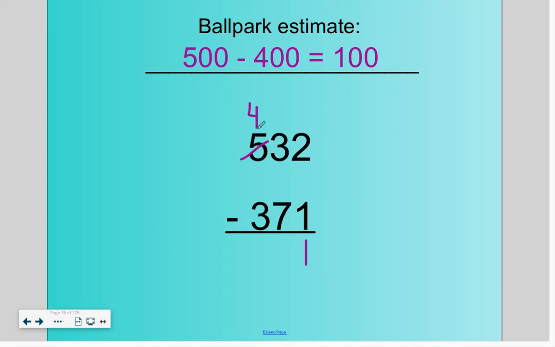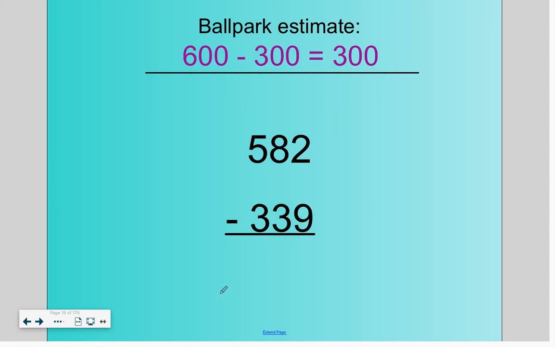So instead of having 5 hundreds, we now have 4. We'll get 10 more. We had 3 tens and we just got 10 more, so we now have 13. 13 minus 7 is 6. 4 minus 3 is 1. Can we take 9 away from 2? No. So we need to borrow from our 8, make it a 7, and our 2 becomes a 12. Now we can subtract. 12 minus 9 is 3.